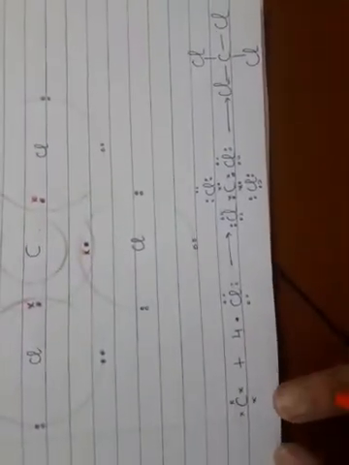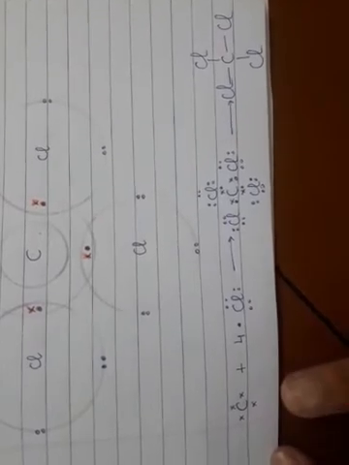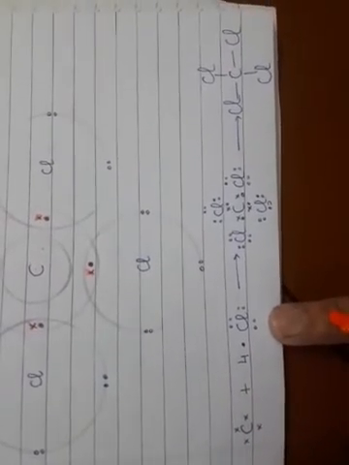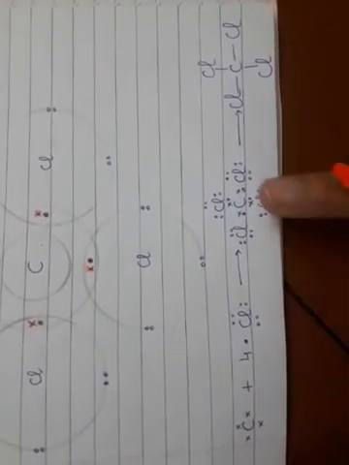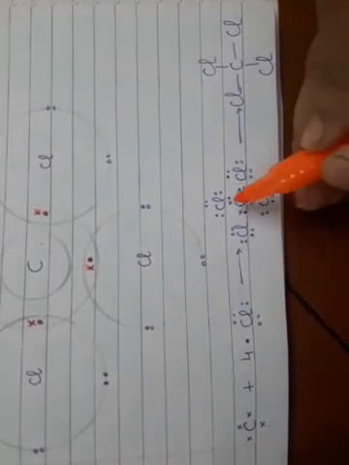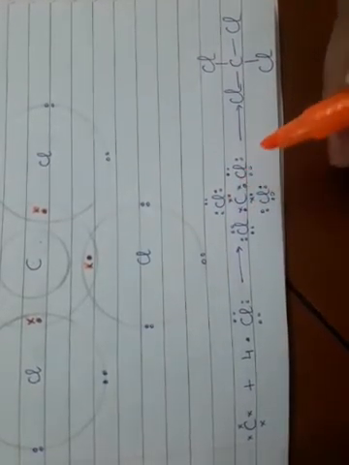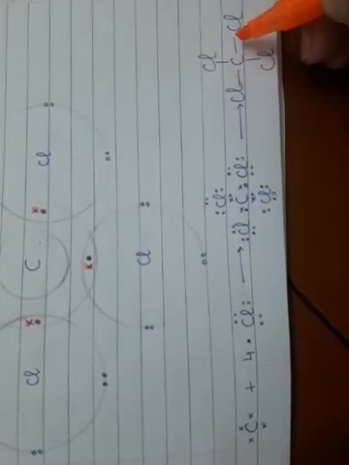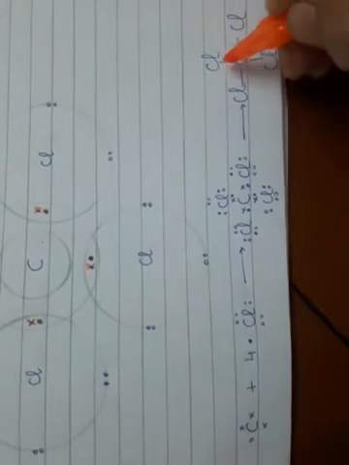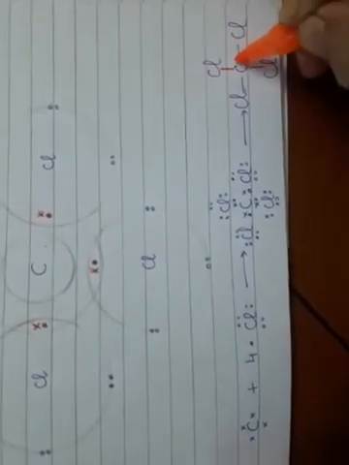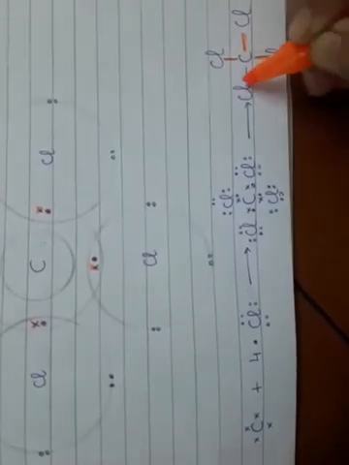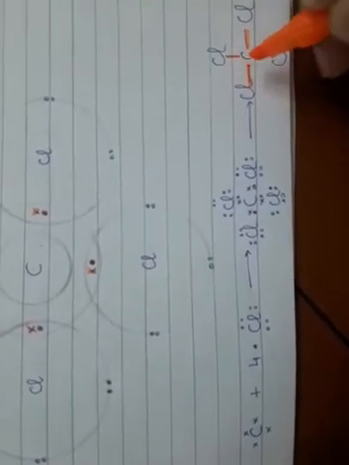Have a look at its dot cross structure. Carbon 4 electrons, chlorine 7 electrons, such that the 4 pairs of electrons lead to 4 single covalent bonds. I repeat, 4 single covalent bonds.